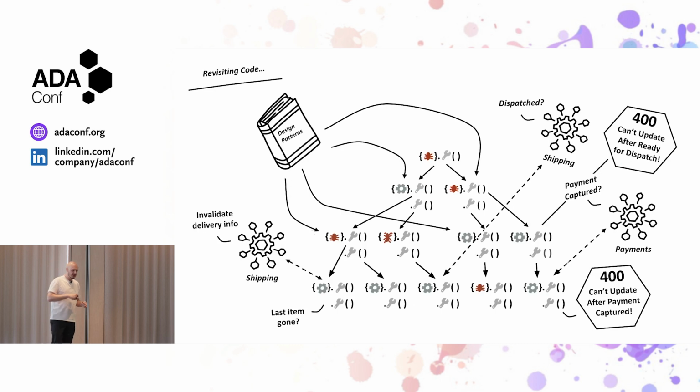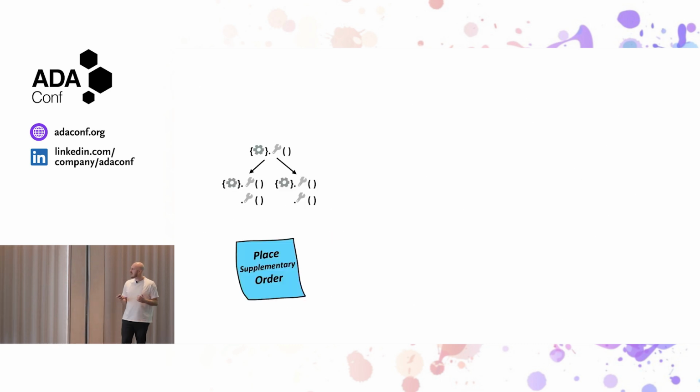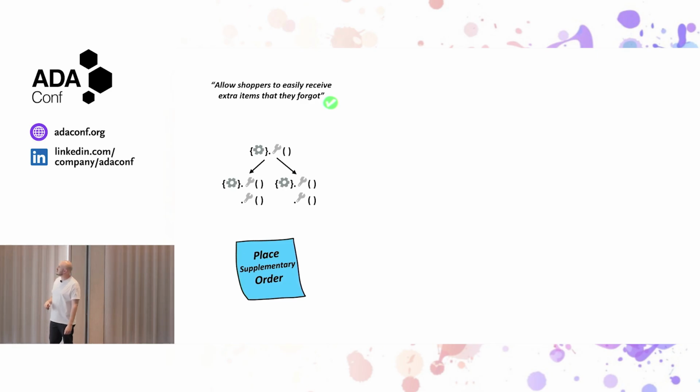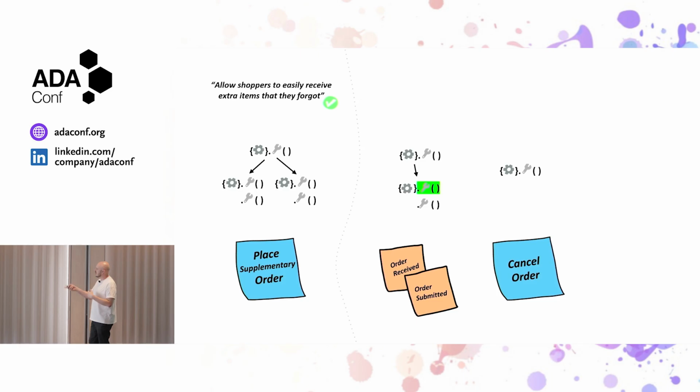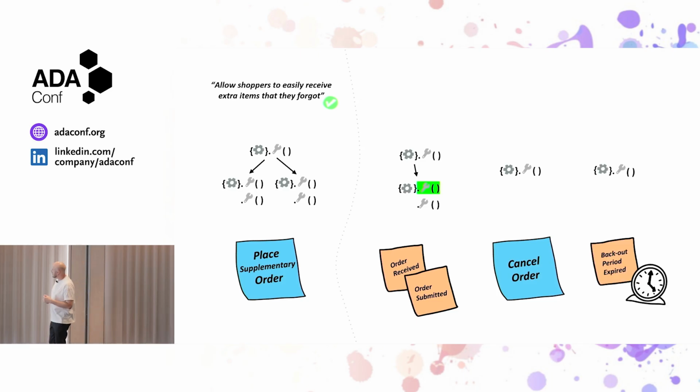So, our complex and buggy update order API is now gone. It's been replaced, first of all, with this little place supplementary order endpoint, which alone allows us to meet that goal of allow shoppers to easily receive extra items that they forgot. Plus, we made a change to our submit order logic to add this order received, order submitted little split, which came along with a little cancel order endpoint and this tiny little back out period expired cronjob. So those three things come together to help meet those two other way more specific goals.